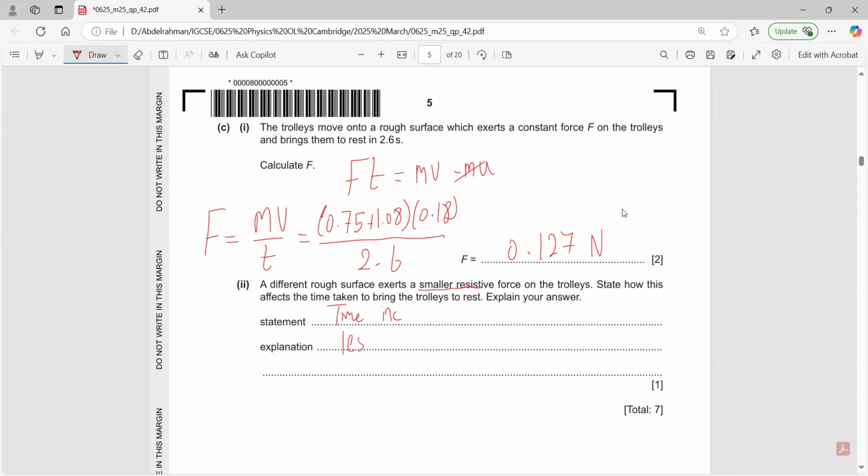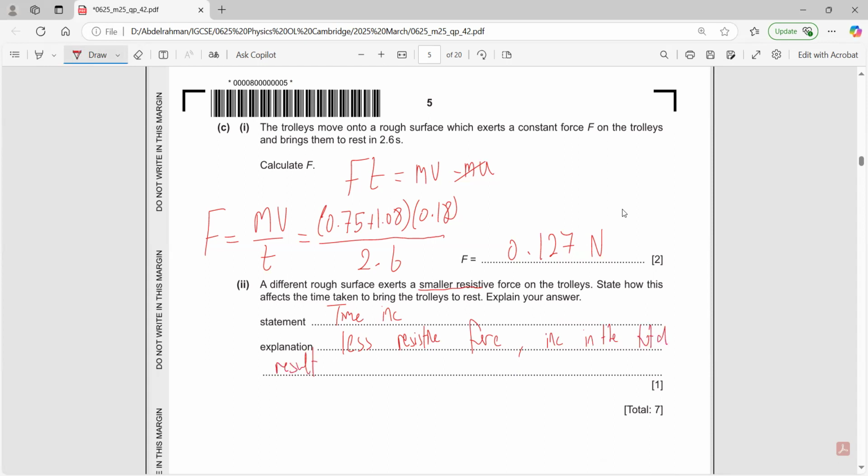So if you have less resistive force, there is an increase in the total resultant force on the object, which means it wouldn't come to rest in a shorter time. Actually, it would take a much longer time.